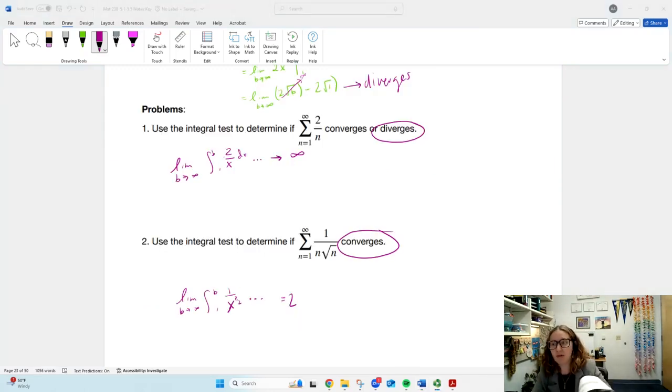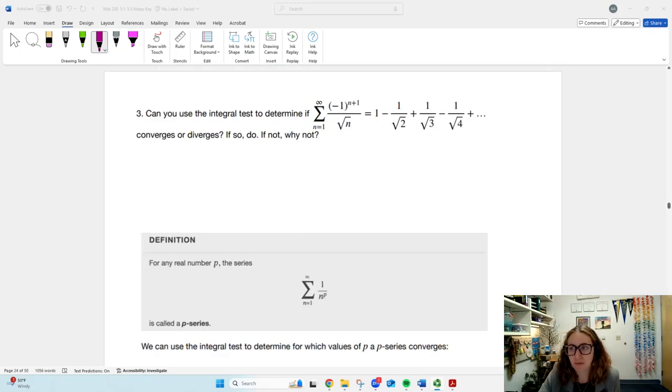These are two problems that you may see either in your take-home test or on your practice. So I just wanted to give you some more examples.